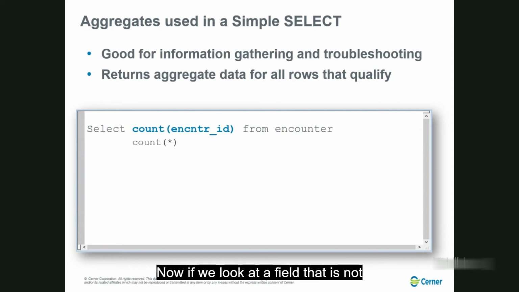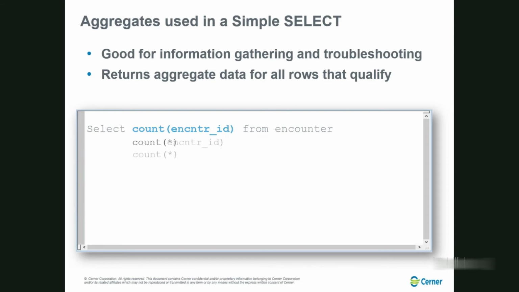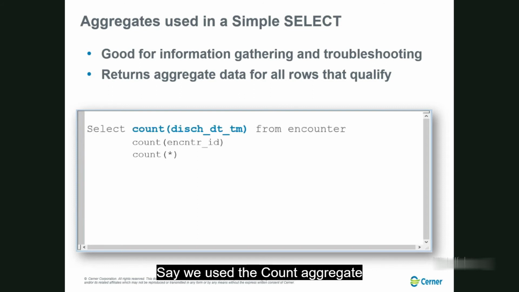Now, if we look at a field that is not expected to always have a value in it and wrap an aggregate around it, we would see a different value returned. Say we use the count aggregate against the discharge date time field. This field would only be populated for encounters that have been discharged. For active encounters, this field would be null. Thus, they would not be counted.